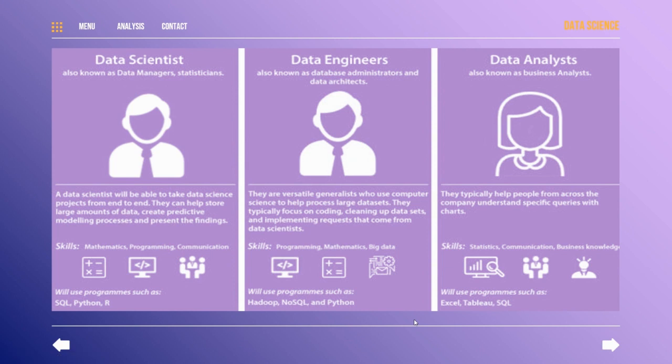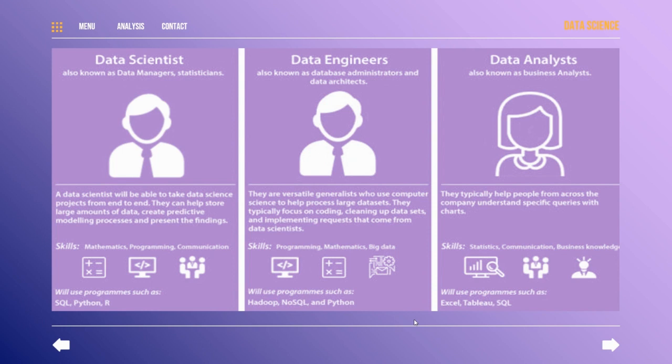Now, here is what a data team in a software industry looks like. A data team consists of three members: data scientists, data engineers, and data analysts. Data scientists are also known as data managers and statisticians. Data engineers are also known as database administrators or data architects. Data analysts are also known as business analysts.